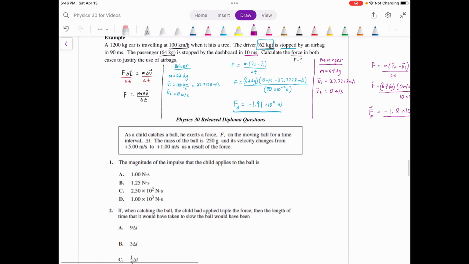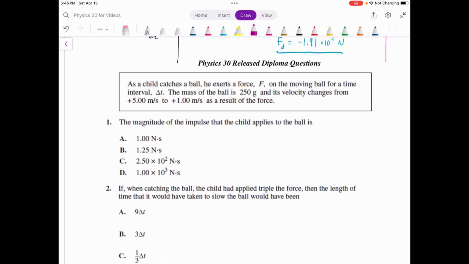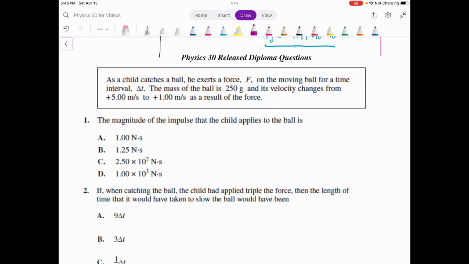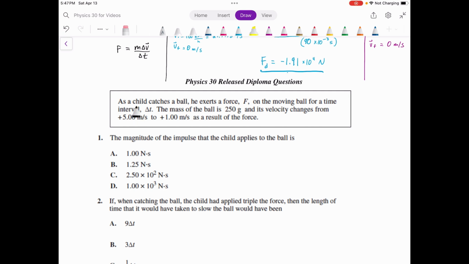Okay, here's some that were from a released diploma. So these are real questions that were actually written by Alberta students in Physics 30 when they wrote their diploma exam. Let's see if we can try these out. So as a child catches a ball, he exerts a force, F, on the moving ball for a time interval, delta t. The mass of the ball is 250 grams, and its velocity changes from positive 5 meters per second to positive 1 meter per second as a result of the force. So he's catching the ball, meaning he's slowing the ball down.